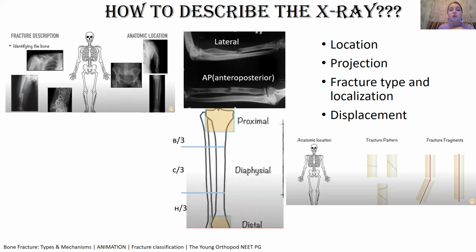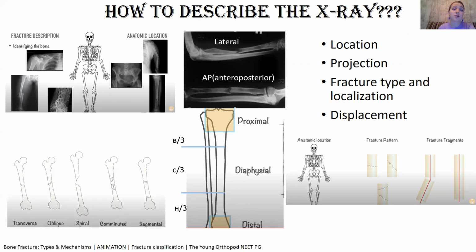Then we need to describe a fracture type and localization of the fracture. So is it intra-articular or is it diaphysis? Is it the proximal third of the diaphysis, or the middle third of the diaphysis, or the distal third? And of course, fracture type. Is it transverse, oblique, spiral, comminuted, segmental fracture? The last, we need to describe a displacement. Is it severely or significantly displaced or without the dislocation of the fragments?